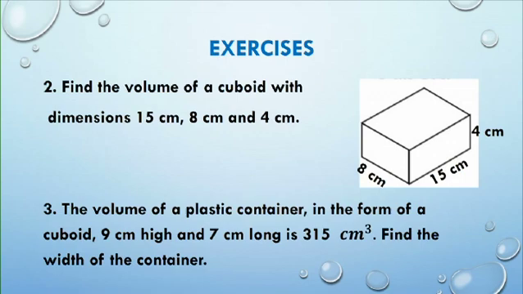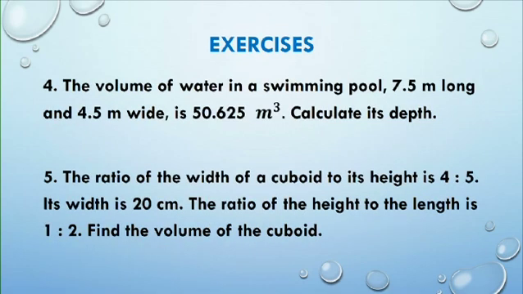Question 3. The volume of a plastic container in the form of a cuboid 9 centimeters high and 7 centimeters long is 315 centimeter cube. Find the width of the container. Next question. The volume of water in a swimming pool 7.5 meters long and 4.5 meters wide is 50.625 meter cube. Calculate its depth.